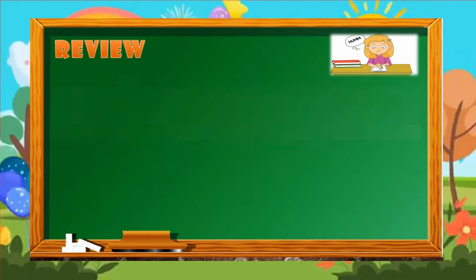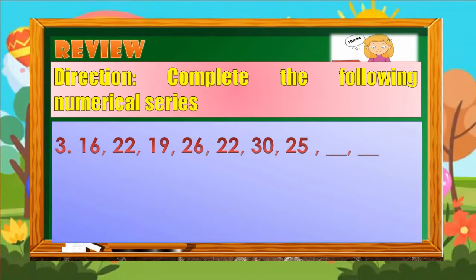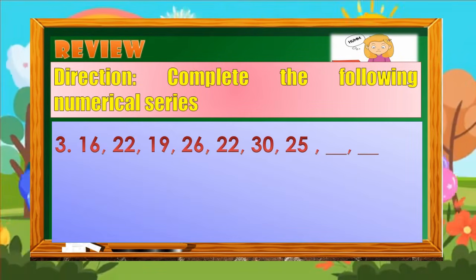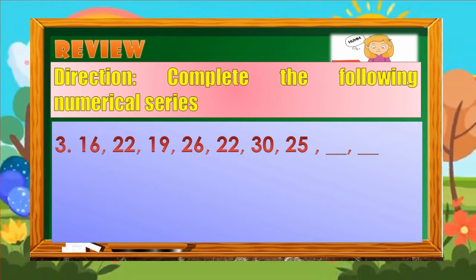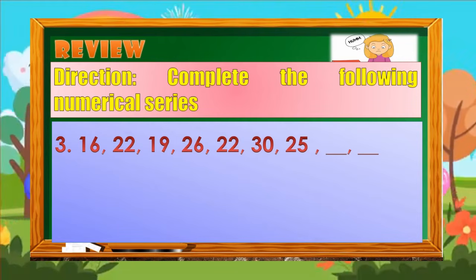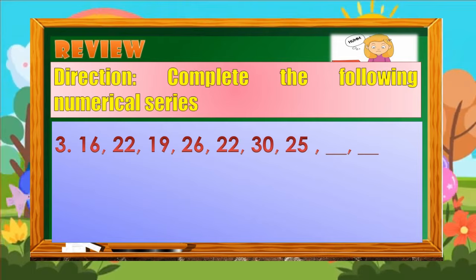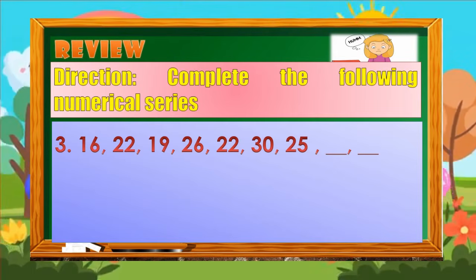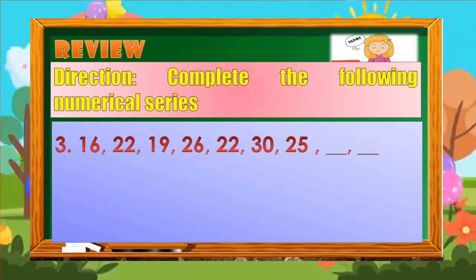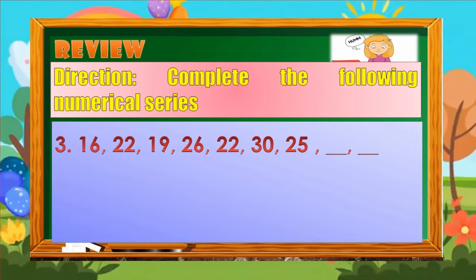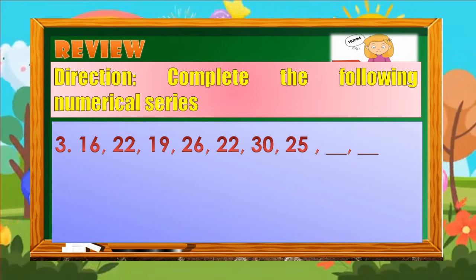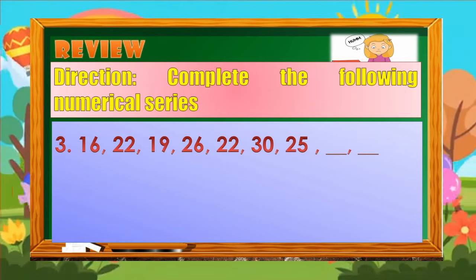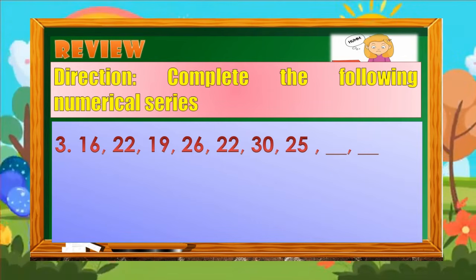Number 3. The given numbers are 16, 22, 19, 26, 22, 30, and 25. What are the next two numbers? Again, 16, 22, 19, 26, 22, 30, 25. What are the next two numbers?